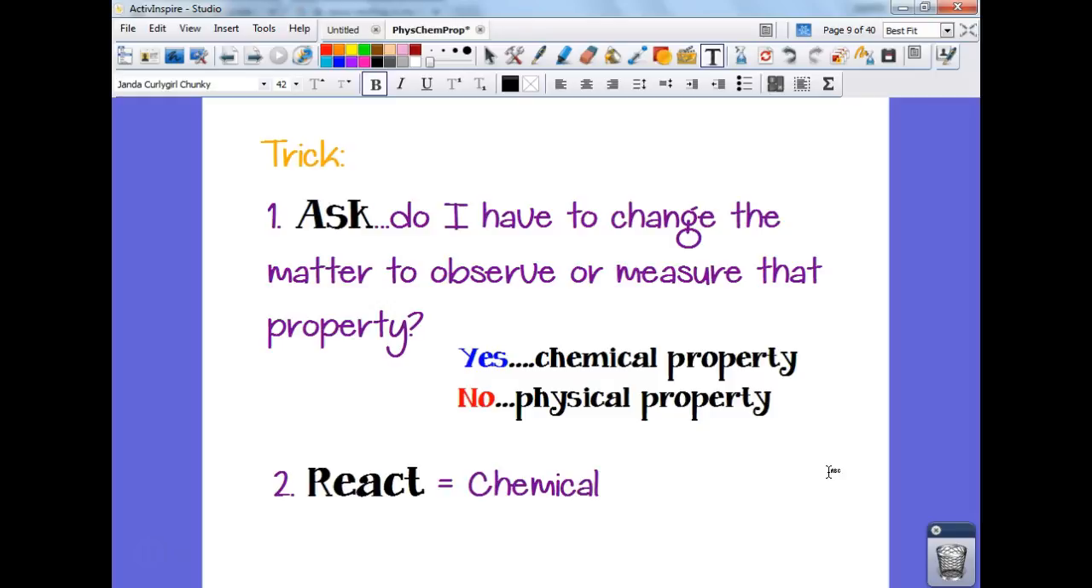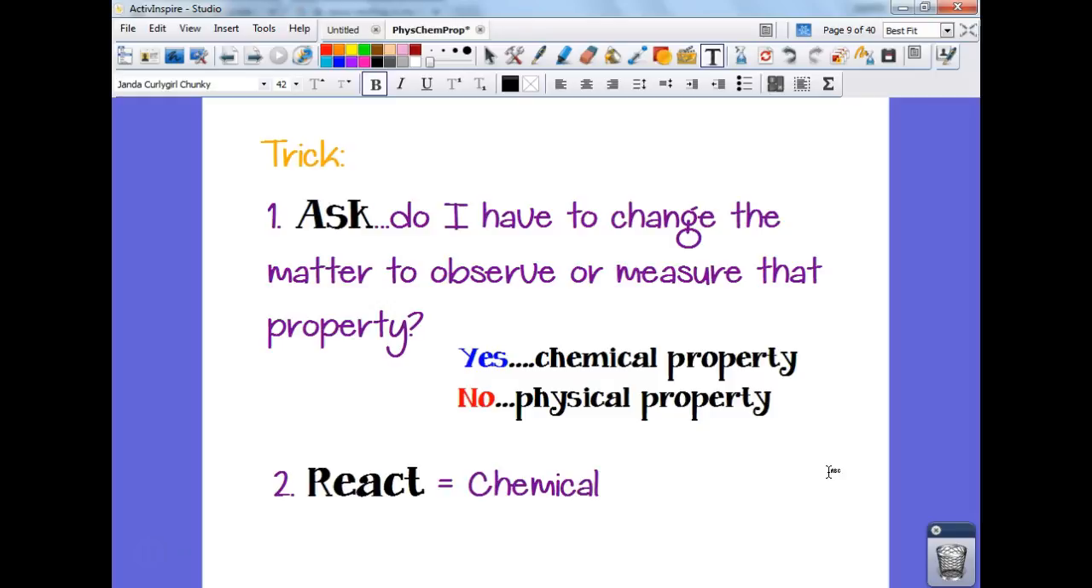Can you think of a trick that would help you remember that react means chemical, not physical? I don't know how to give you any bigger hint than what I'm giving you. The word chemical starts with a C. The word physical starts with a P. Look at the word react. We want to help ourselves remember that react means the word chemical, not the word physical.